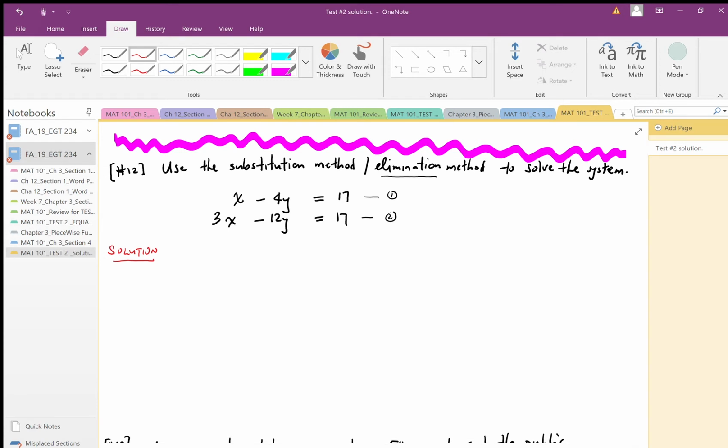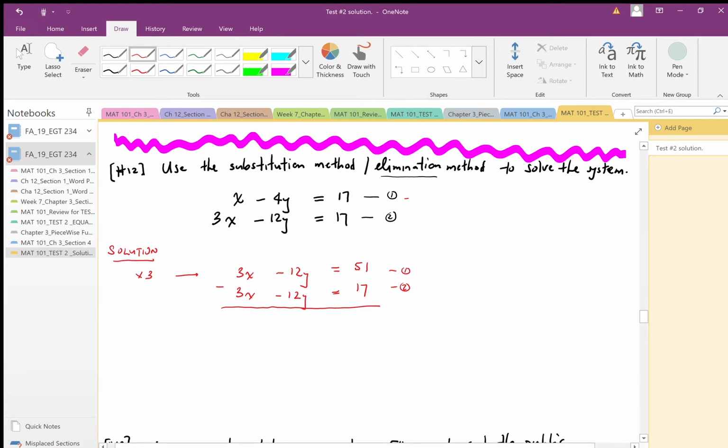We're just going to multiply equation 1 by 3, okay? And that's going to give us 3x minus 12y equals 51. And then I'm just going to write equation 2 as is, 3x minus 12y equals 17. Now we want to determine, do we add them or subtract them? Let's just subtract them, right?